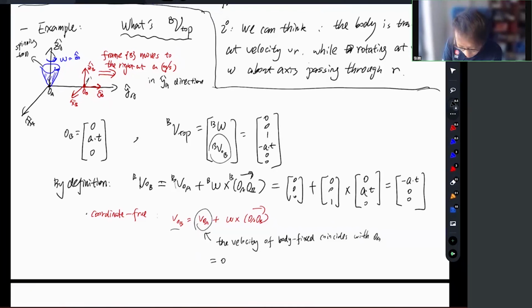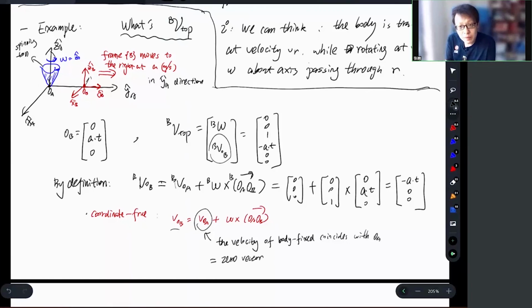It's a body-fixed point currently coinciding with A, so this point doesn't move. The rotation doesn't generate any motion for the body-fixed point at OA. So this vector is 0, the zero vector. If I represent the zero vector using whatever frame, it's still 0.